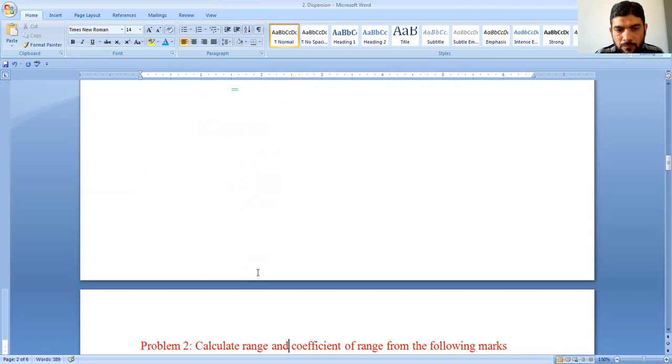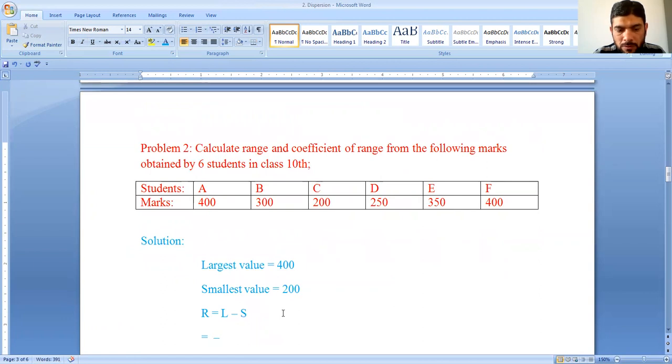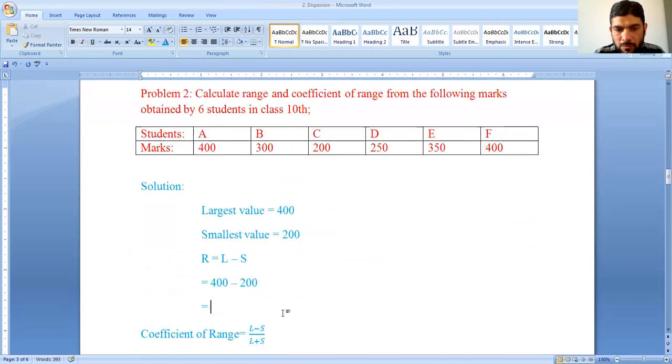One more question we have is based on students and marks. The students scored in class 10th: student A scored 400 marks, B 300, C 200, and 250, 350, and 400, and so on. The largest value in the series, we can easily find, is 400. The smallest one is 200. Largest value, that is 400, minus smallest value, that is 200. It will be 200 for the range. Range will be 200.